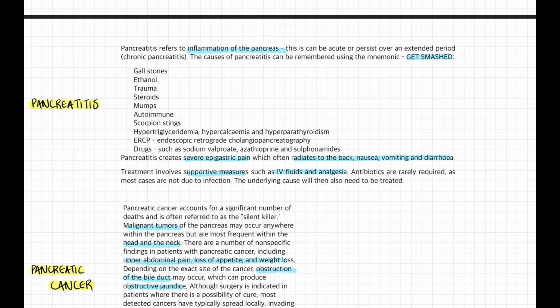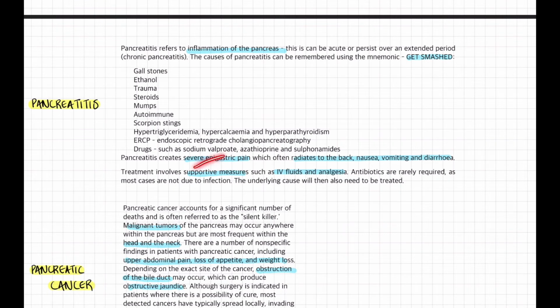Pancreatitis. It refers to inflammation of pancreas, and the causes can be remembered using the mnemonic "GET SMASHED," which are gallstones, ethanol, trauma, steroids, mumps, autoimmune disorders, scorpion sting, hypertriglyceridemia, hypercalcemia, hyperparathyroidism, ERCP, that is endoscopic retrograde cholangiopancreatography, and drugs such as sodium valproate, azathioprine, and sulfonamides.